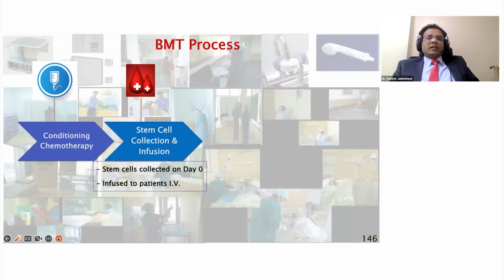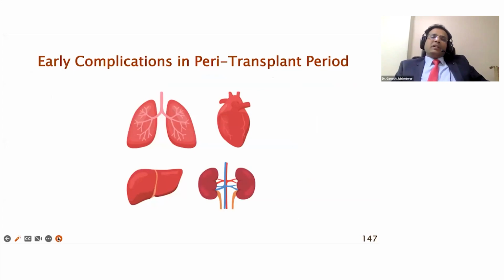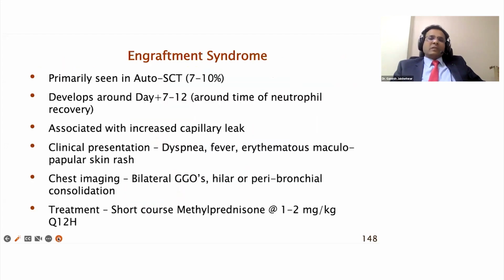So again, after this, your peri-transplant period till engraftment starts, and the early complications, just a brief synopsis of early complications in peri-transplant period. So autologous transplant, sometimes you can see engraftment syndrome incidence as high as 7 to 10%, and it typically develops around 7 to 12 days post-transplant, around the time of neutrophil recovery. And the rationale for such engraftment syndrome is increased capillary leak, and patient presents with respiratory distress, fever, and skin rash.